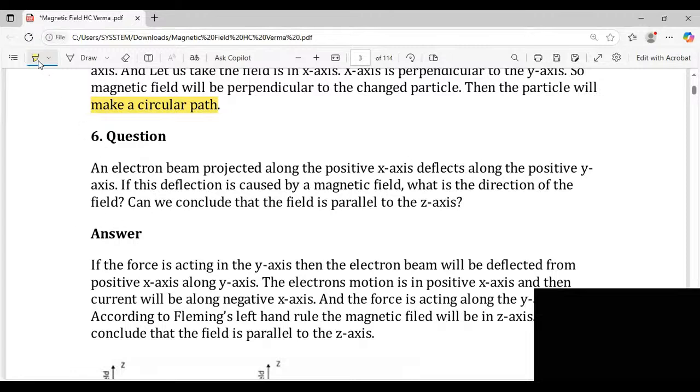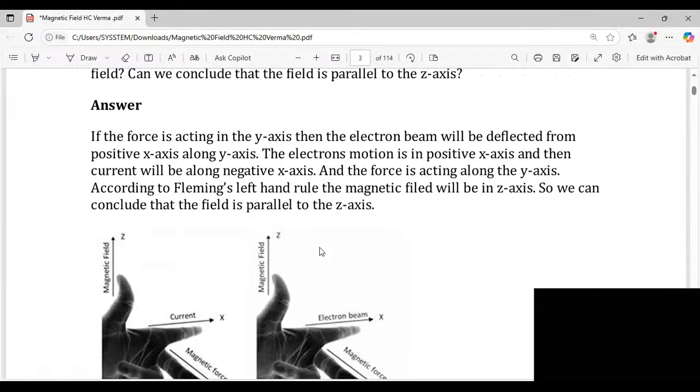Can we conclude that the field is parallel to the z-axis? Let's see the answer of the question.